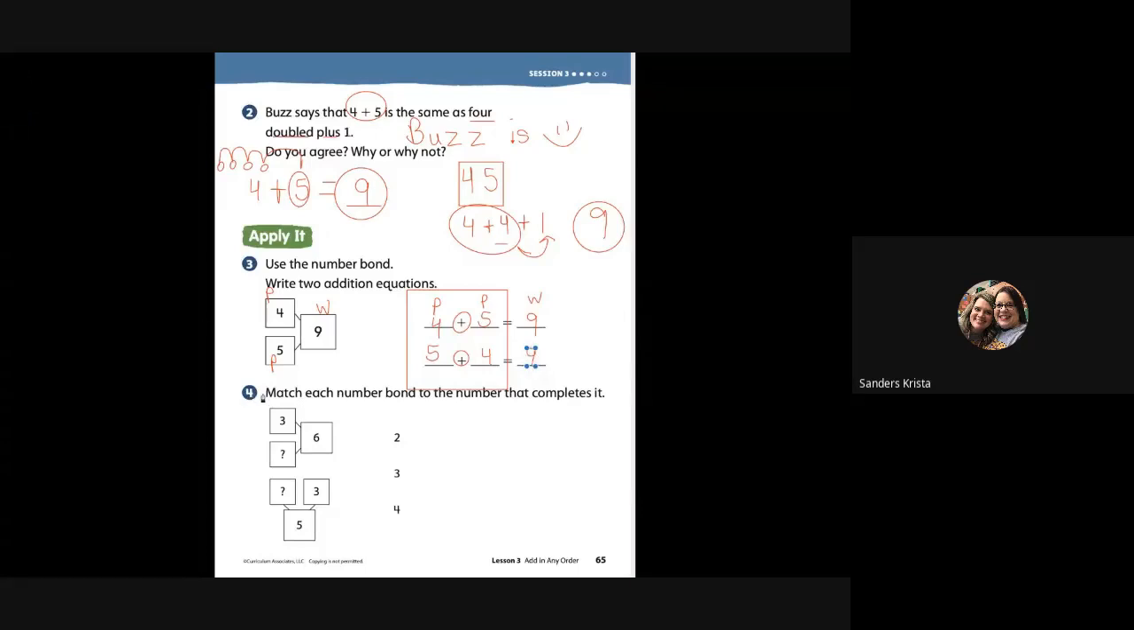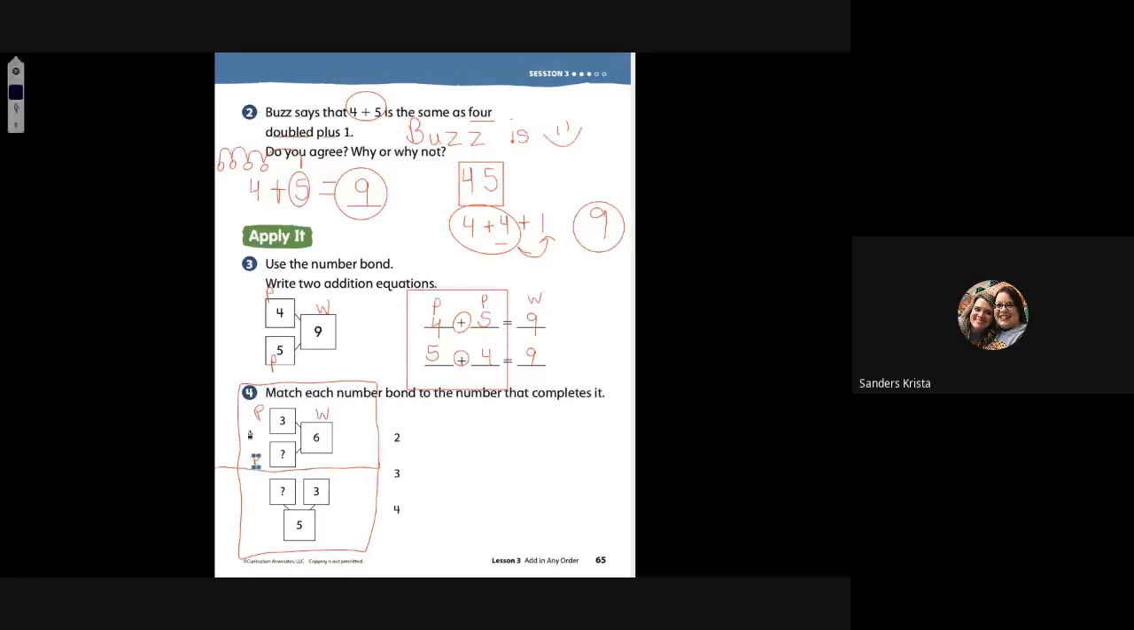Okay. Number 4 says match each number bond to the number that completes it. Okay. So I have two separate problems here. I have this problem right here, and I have this problem down below. I'm going to solve the top one first. The top one is the whole, right? The whole is 6, 3 is a part, and blank, or the question mark, is the part, right?